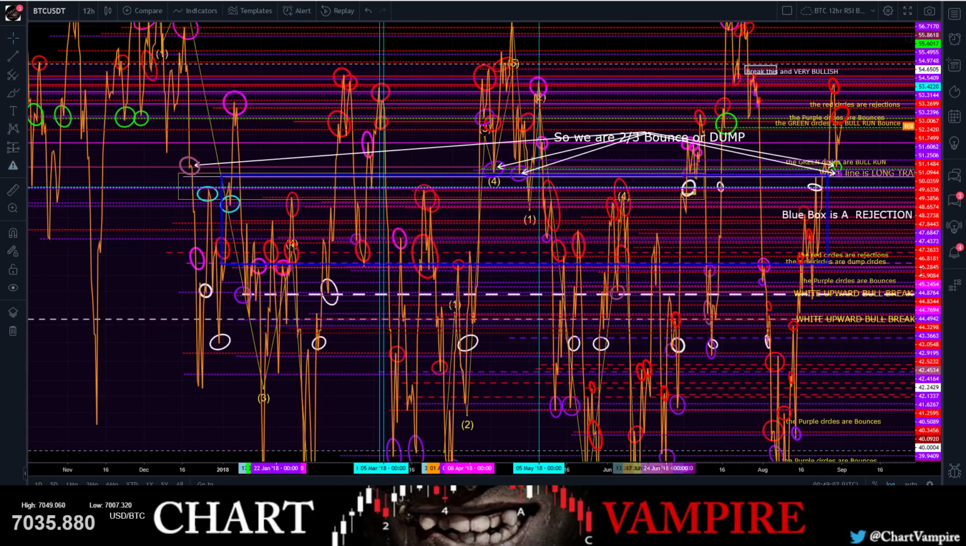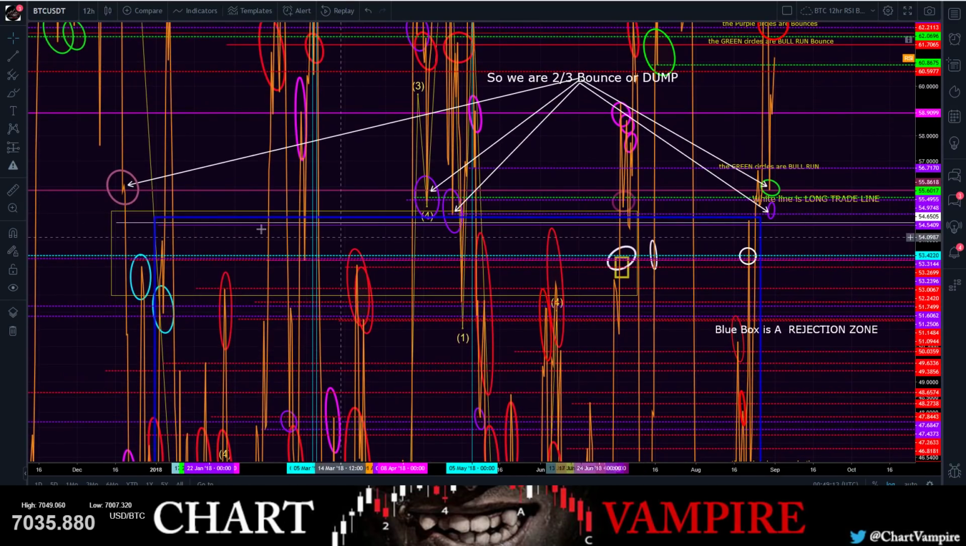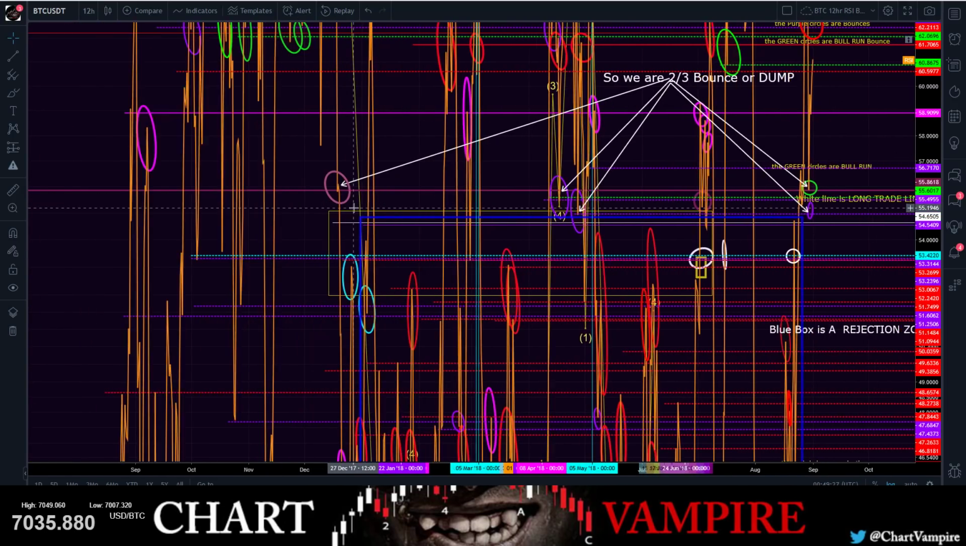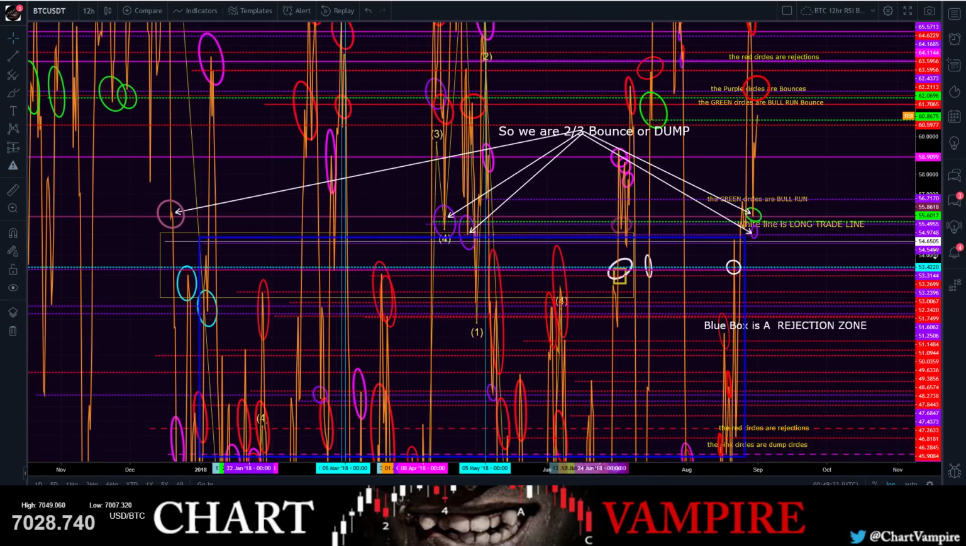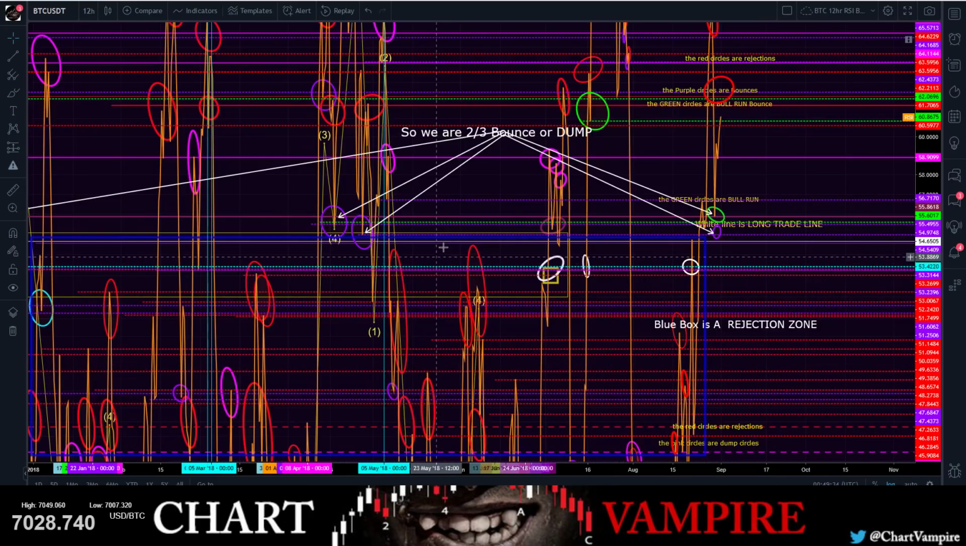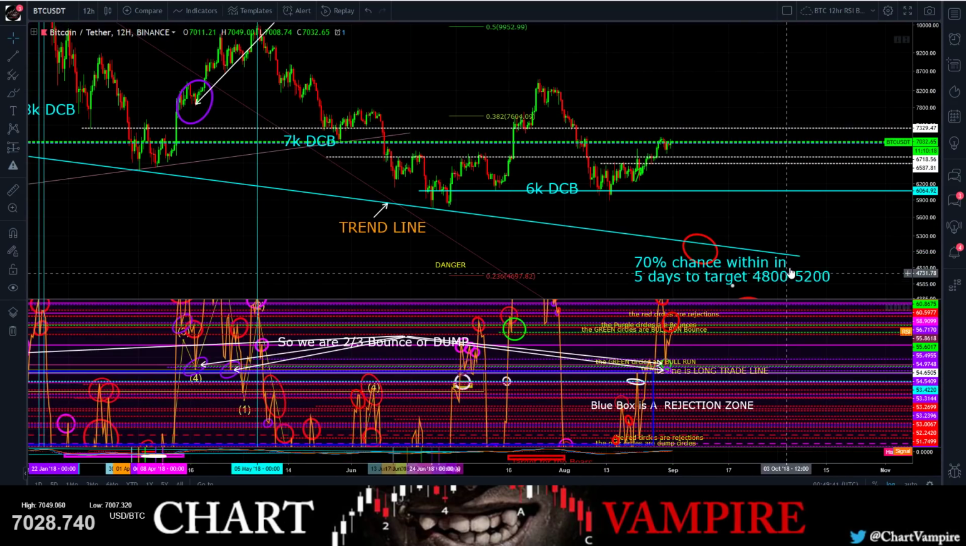Okay, so in the members area, this is kind of what we had. We called out a bounce area, and we got it. So we got this bounce right here. Now, this bounce did bounce off a brown line. When it bounces off a brown line like this, it's called the toilet bowl bounce, so it does mean there's the potential for this to kind of drain down slowly. And let's peel back the price action.